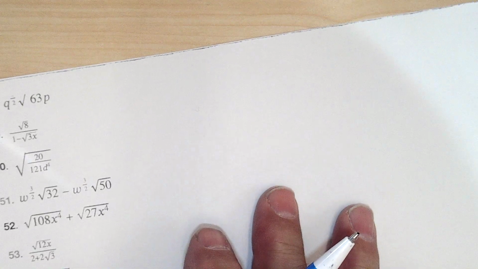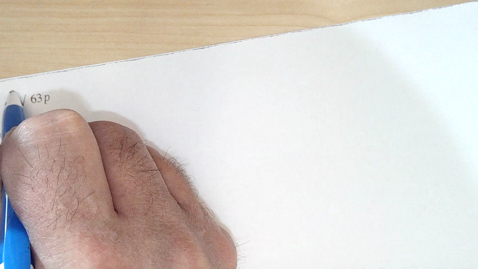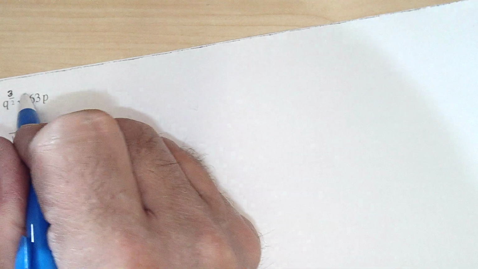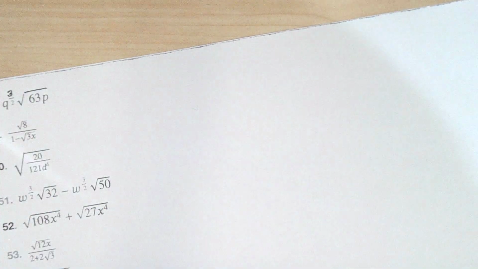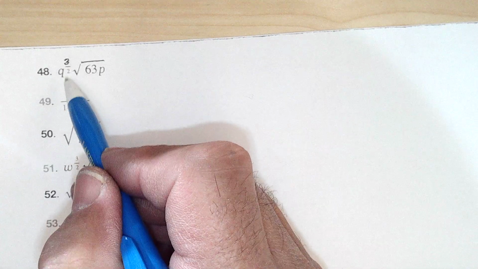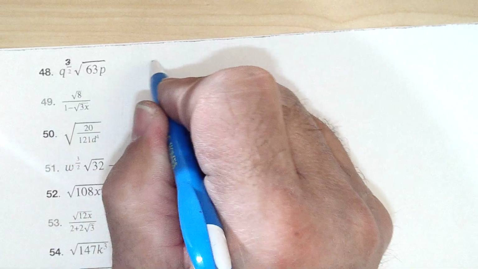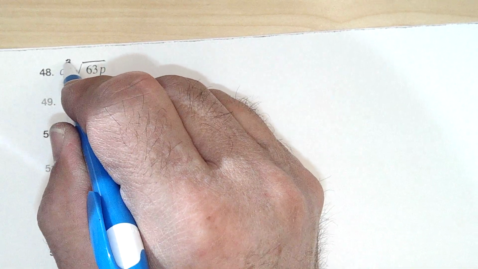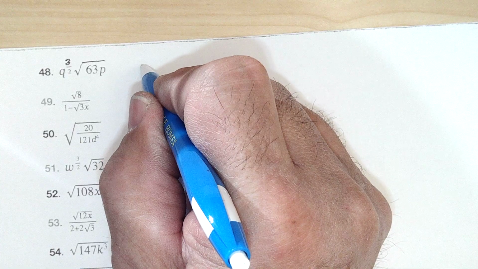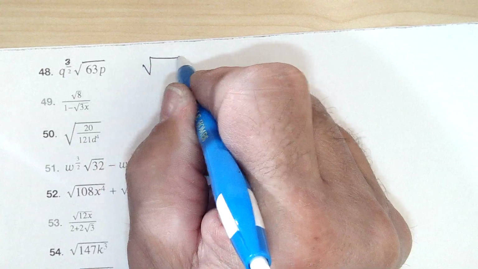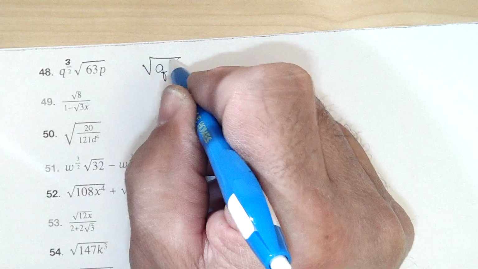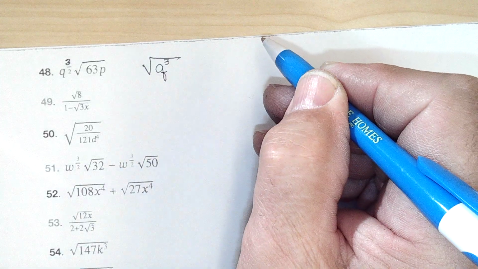48. Ooh, can't read that. I think that was q to the 3 halves. Square root there. Okay. So 3 halves is the square root of q to the 3rd. If that's what it was, I'm hoping it was. Square root of q to the 3rd.